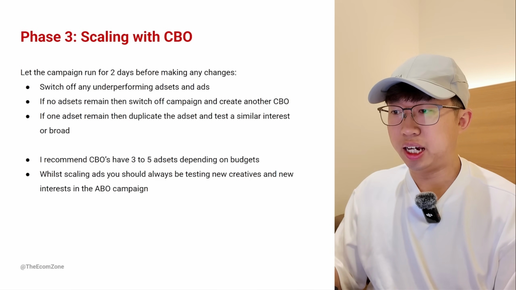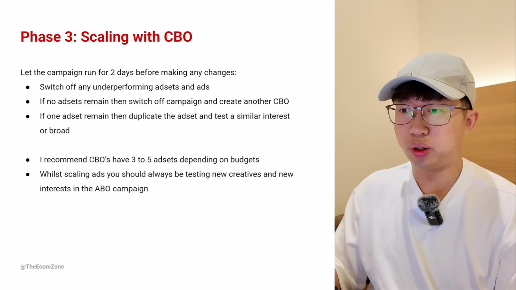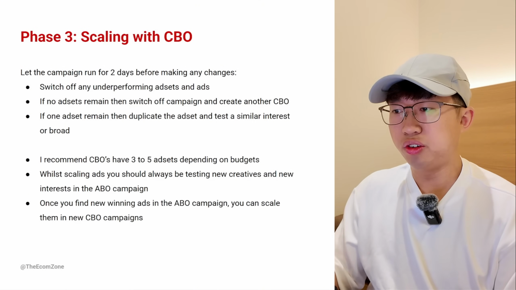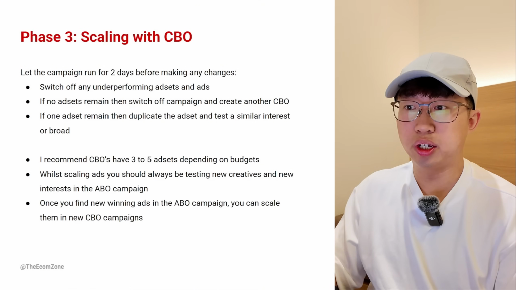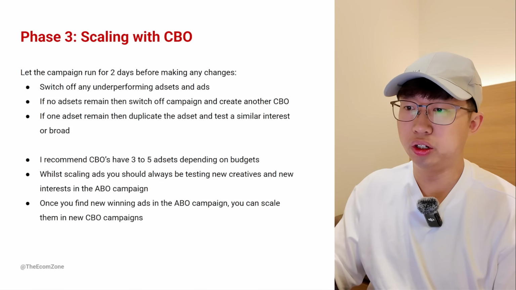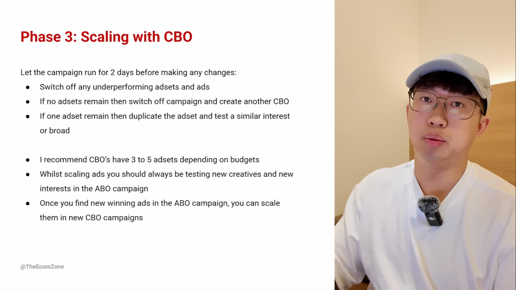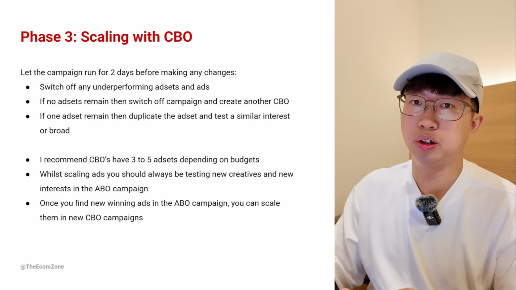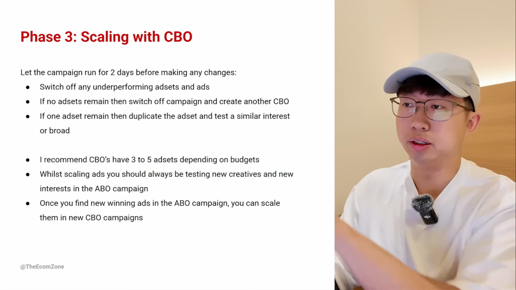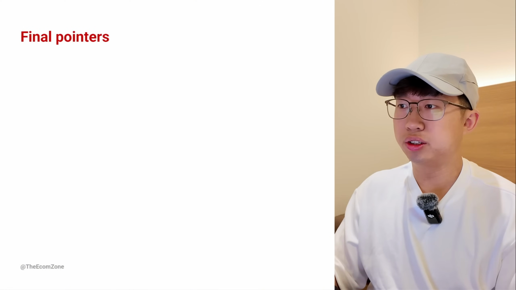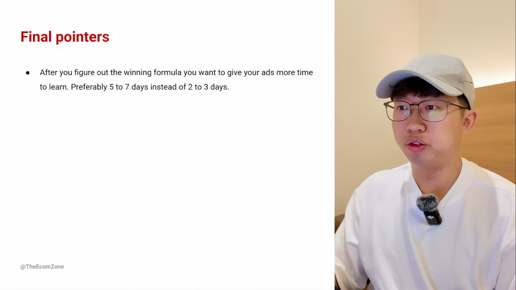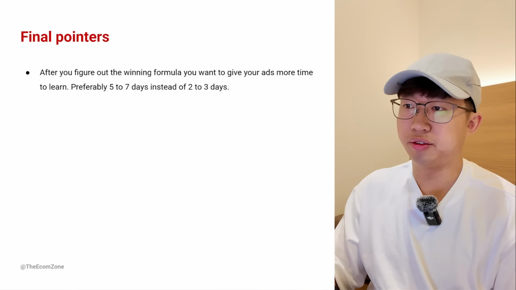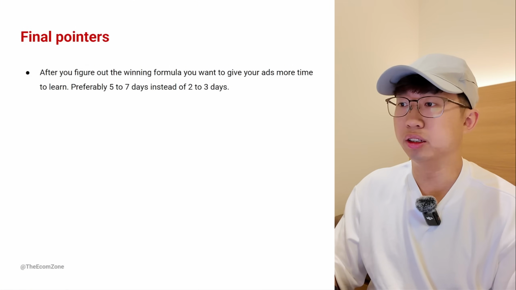So whilst scaling your ads, you should always be testing new creatives and new interests in your ABO campaign. And once you find new winning ads in the ABO campaign from phase 1, you can scale them in your new CBO campaigns. So this phase 3, you can have multiple CBOs derived from your ABO campaigns. So final pointers: after you figure out your winning formula, you want to give your ads more time to learn, preferably 5 to 7 days instead of 2 to 3 days.